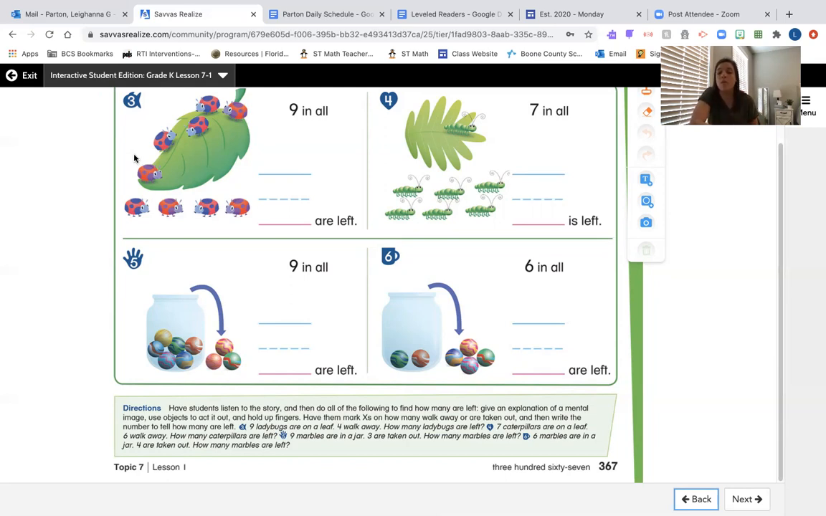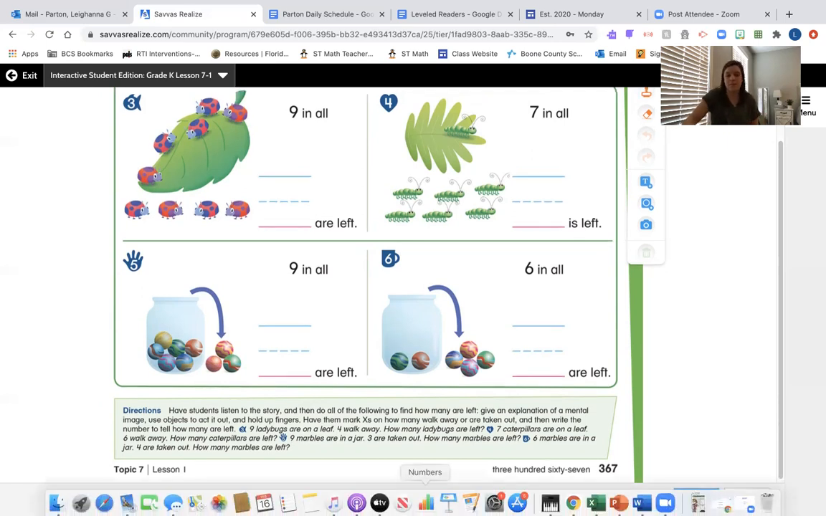So I'm going to read it one more time, and either as I'm talking or afterwards, I want you to complete the problem. It says 9 ladybugs are on a leaf. 4 walk away. How many ladybugs are left? Okay, so go ahead and pause the video and complete that problem.